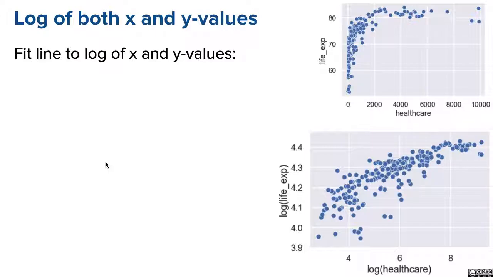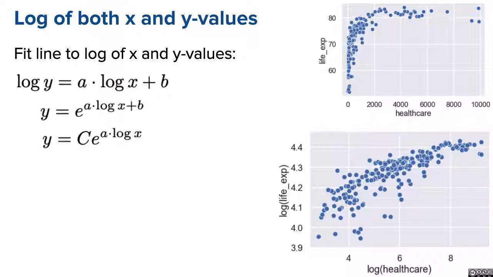Okay, if I log both x and y, this is equivalent to fitting a model where log of y is equal to some constant times the log of x plus b. So this implies that the log of y and the log of x values have a linear relationship. And what I can do is, again, take e to the power of both sides, do some manipulation, and what we get out is y is equal to some constant times x to the power of some number. This is a polynomial, not an exponential function.